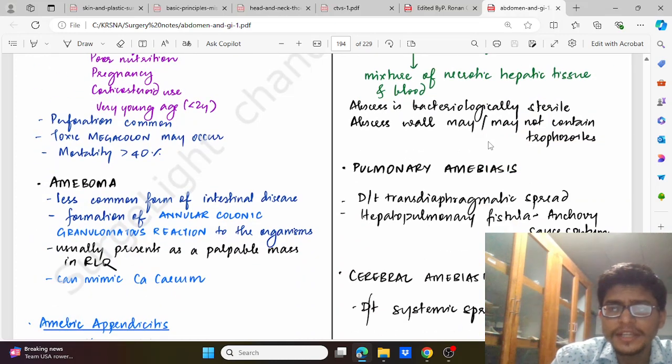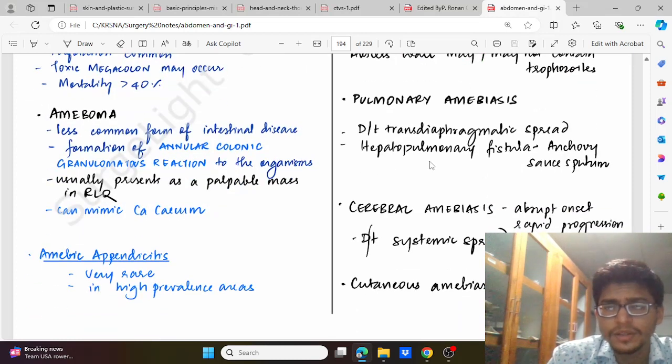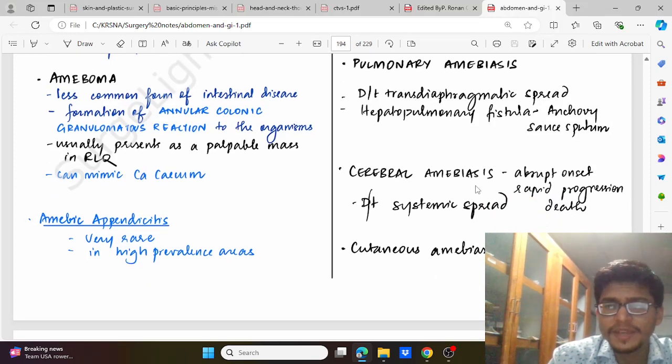When passing to the lungs, it can cause pulmonary amebiasis through transdiaphragmatic spread and create a hepatopulmonary fistula causing anchovy sauce sputum. Cerebral amebiasis could be an abrupt onset, rapidly progressive disease causing death due to systemic spread of amoeba to the brain. It can also cause cutaneous amebiasis.